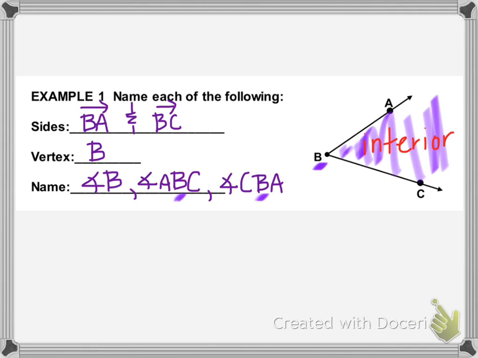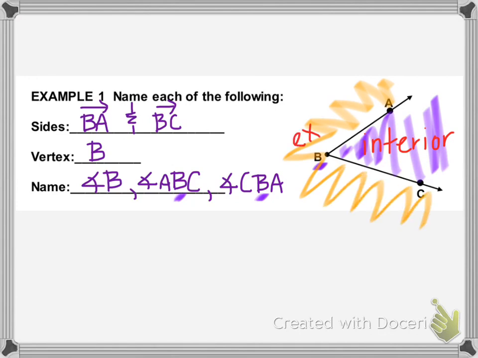The part kind of around or on the outside of the angle, that is called the exterior. That would be all of this part of our plane. So that's the exterior. Neither of these parts are the actual angle, but the angle itself splits the plane into these 2 sections.